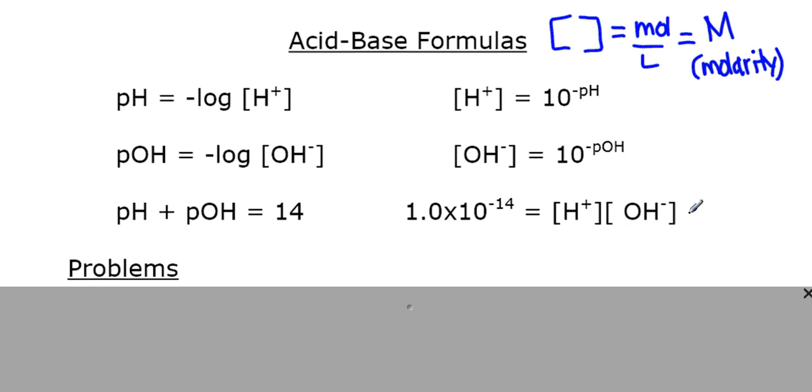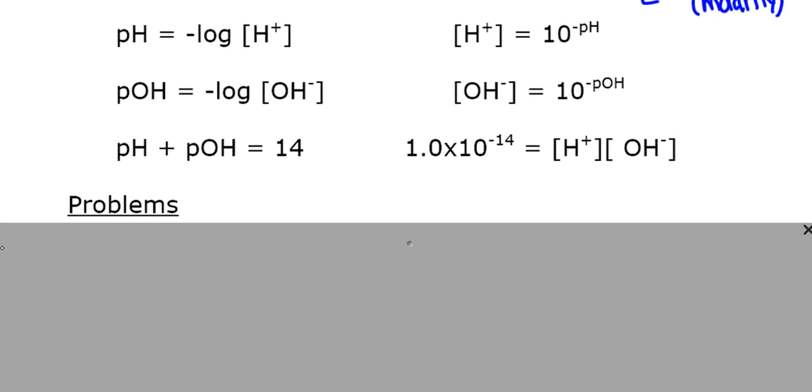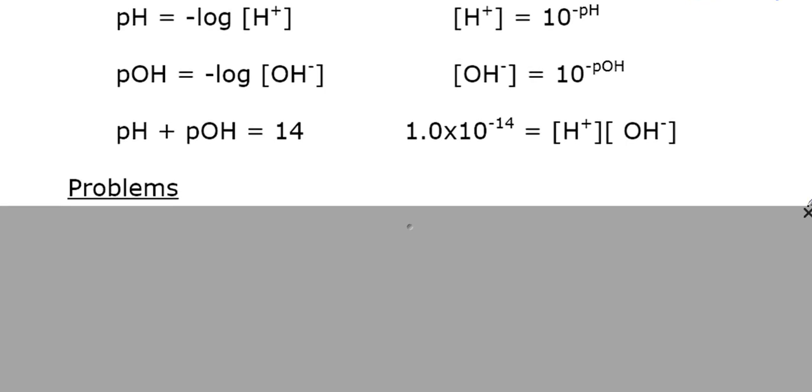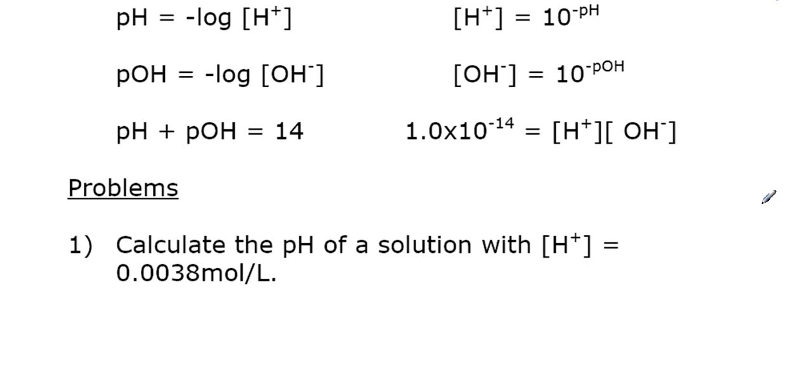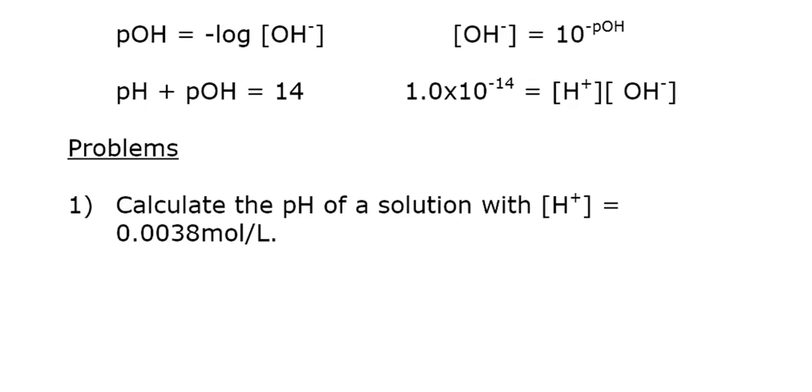So any of these formulas can help you answer some of the questions that we'll see going forward. So let's try out a formula to make sure you get to use these formulas and see if you can use them well on your calculator. So what if you just want to calculate pH? Calculate the pH of a solution with hydrogen ion concentration of 0.0038 moles per liter.